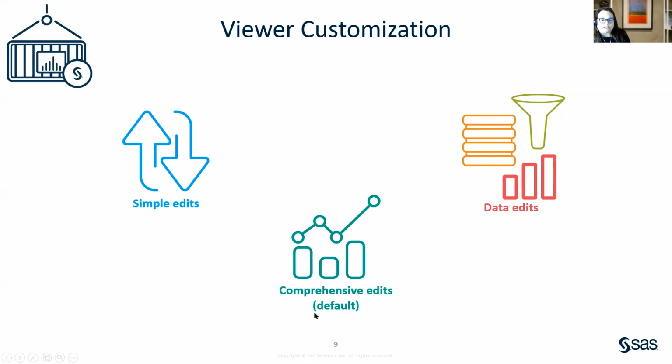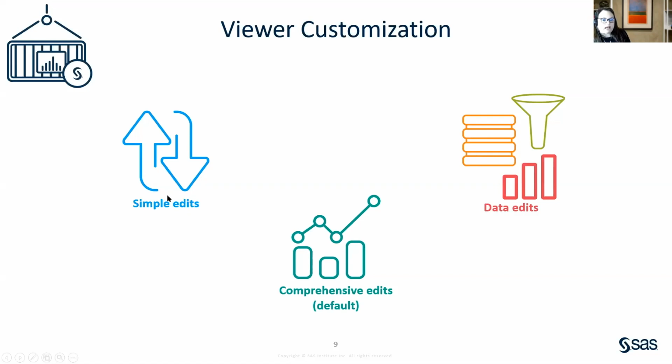The default is comprehensive edits, and comprehensive edits means that it could alter the report in a meaningful way. So I could change an object type. Currently we have the bar chart. If I have comprehensive edits, I could make it a line chart. I can turn it back to that pie chart. So you want to be careful about this default.